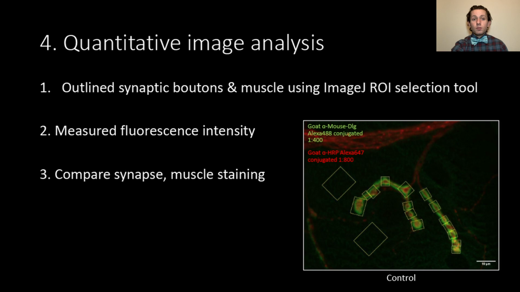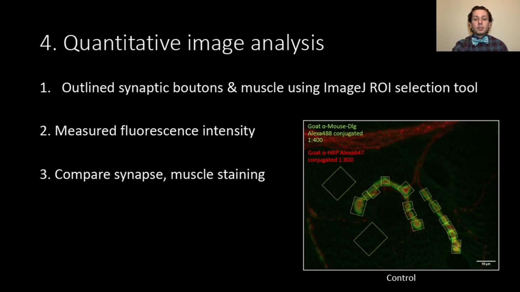After taking these full Z-stacks, I then went on to perform quantitative image analysis by first outlining the synaptic boutons in muscle using the ImageJ ROI selection tool. I then went on to measure the fluorescence intensity at each of these ROIs and then compare the synapse and the muscle staining between the mutants and the control larva.